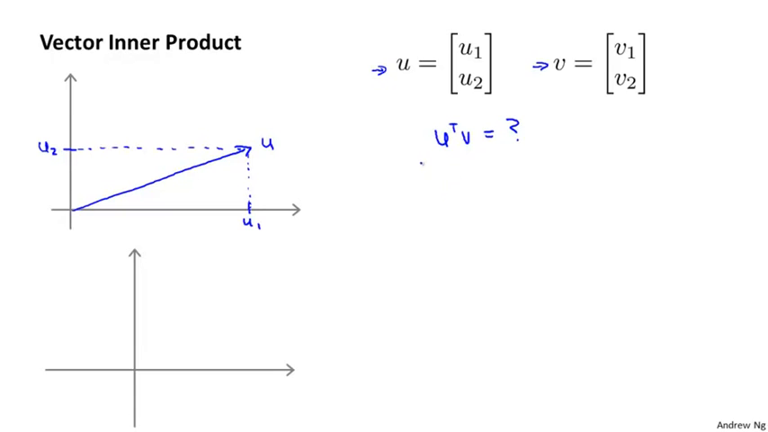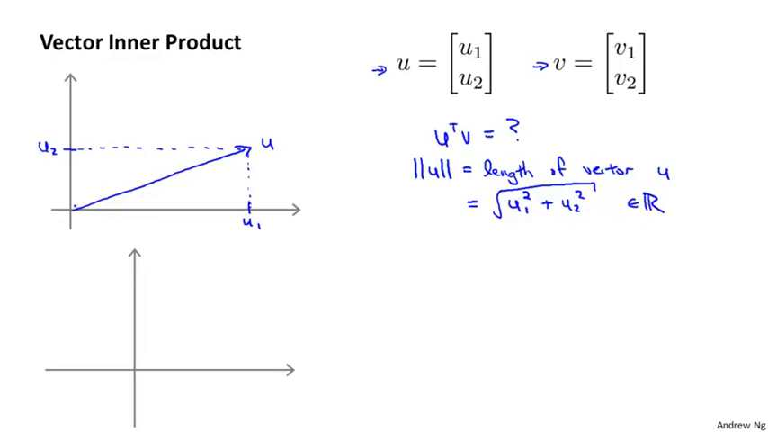Now, one quantity that would be nice to have is the norm of the vector u. So these double bars on the left and right denote the norm or the length of u. This just means the Euclidean length of the vector u, and by Pythagoras' theorem, it is equal to the square root of u1 squared plus u2 squared, right? And this is the length of the vector u. That's a real number. So it says, what is the length of this vector down here? The length of this arrow that I just drew is the norm of u.